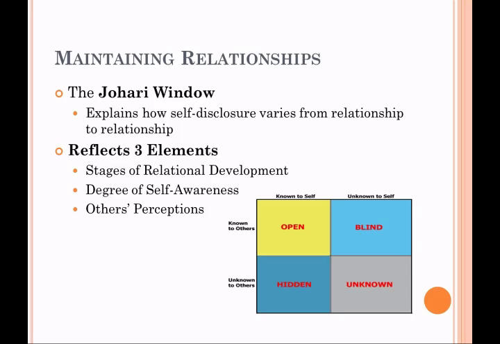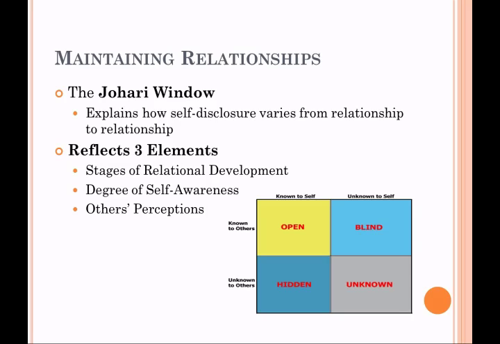If you look over or down to the hidden column, which is this darker blue column below, this is information that is known to yourself, so you know the information, but it's unknown to other people. But you're not sharing that information quite yet. This might be in a newer relationship, or sometimes this happens in established relationships where you might know something, but you're not willing to share it with the other person just yet.